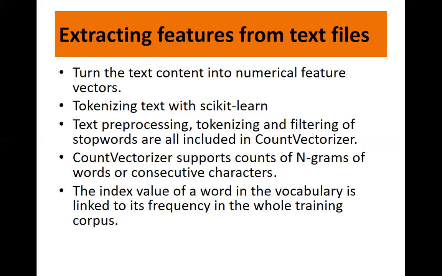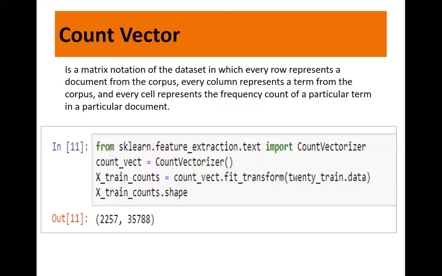Fine. What will we be using now? Feature extraction is easy due to this CountVectorizer. It's a matrix notation of the data set in which every row represents a document from the corpus. Now, corpus is nothing but the whole data set. Every column represents a term from the corpus and every cell represents the frequency count of a particular term in a particular document.